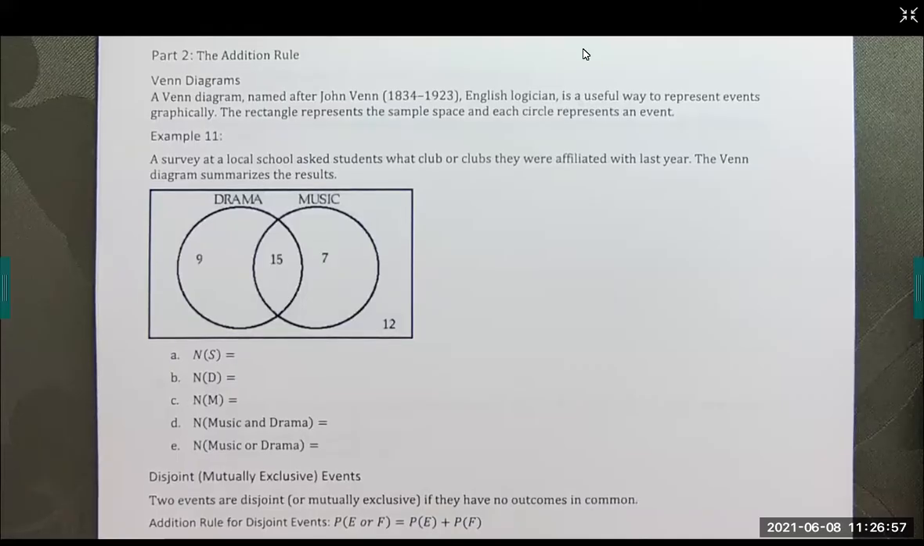Welcome back, everyone. We are in module 4, part 2. This is the addition rule.